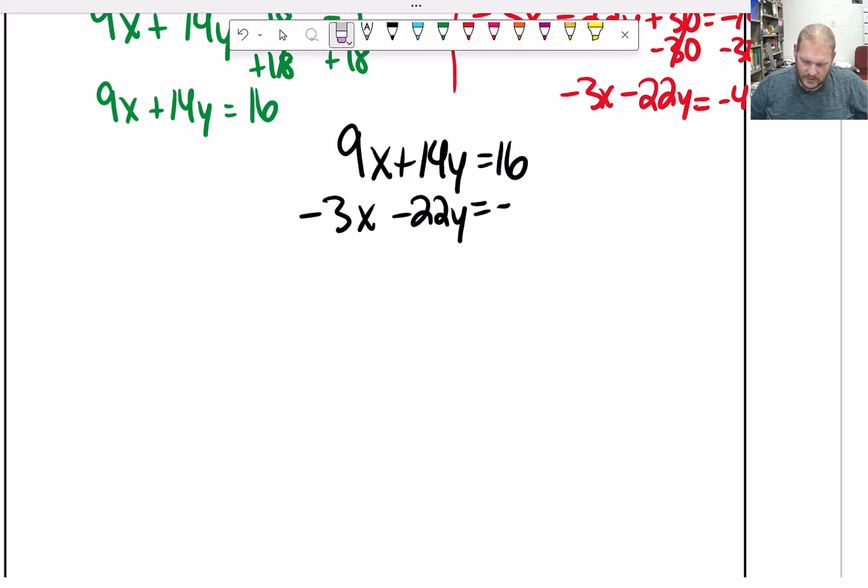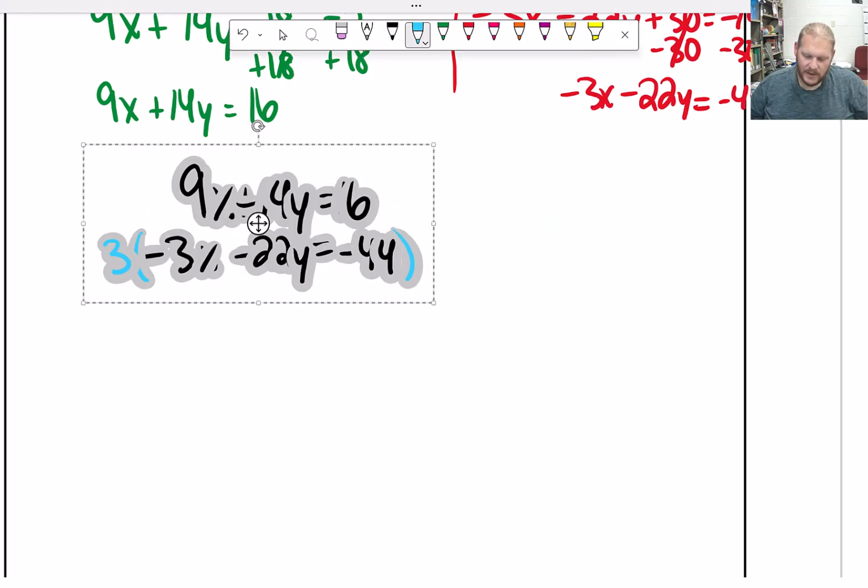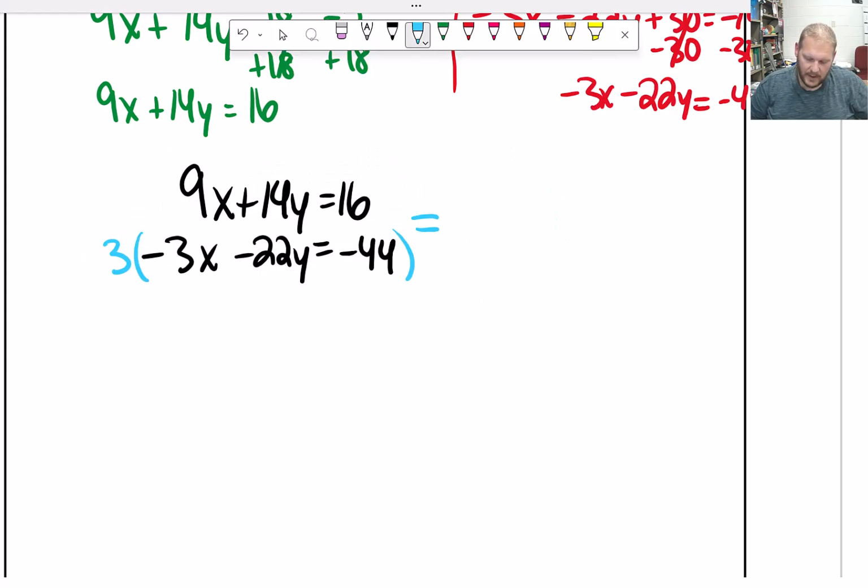Okay, so this one is still set up, I would say, probably for elimination. We're going to have to do some hardcore rearranging and probably deal with some fraction work to be able to get any of these x or y's by themselves. But it's relatively easy enough to get my x's to cancel out here. I can just multiply this bottom equation by 3 in order to get my x's canceled. Because my top one being positive 9, I can make my bottom equation a negative 9x, and I would have them canceled out. So if I do that, my system becomes 9x plus 14y equals 16, and then negative 9x minus 66y equals negative 132.